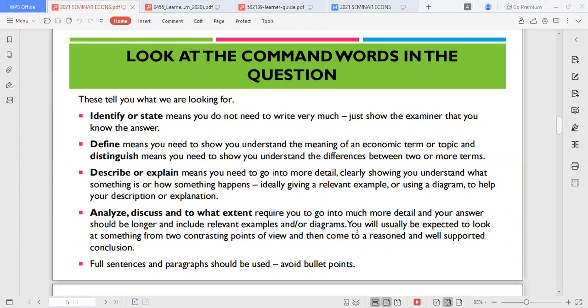Describe or explain means you need to go into more detail, clearly showing you understand what something is or how something happens. And analyze, discuss to what extent require you to go into much more detail. Your answer should be longer and include relevant examples and diagrams, graphs. Common words, I will say keywords, very, very important. You need to pick up exactly the right keywords for you to answer in a perfect way.